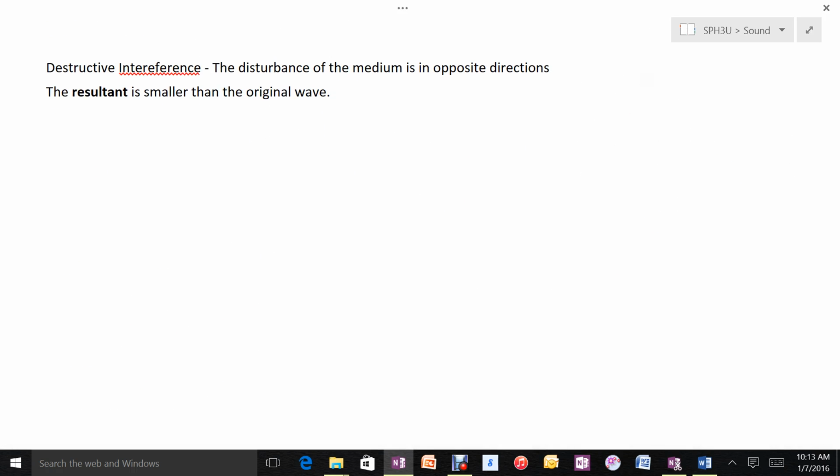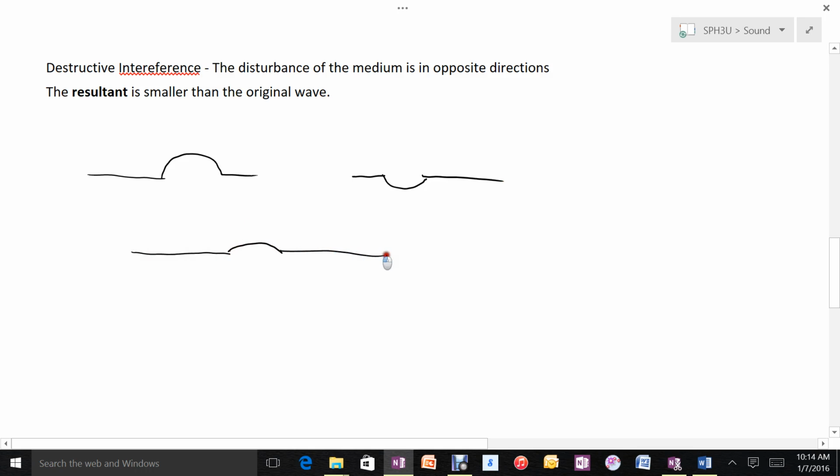Alternatively, destructive interference occurs when the disturbances in the medium are in opposite directions. This results in a wave that is smaller than the original waves. For example, if a positive pulse meets a trough or a negative pulse, then the resultant wave would be smaller than the two waves that made it up in the first place.